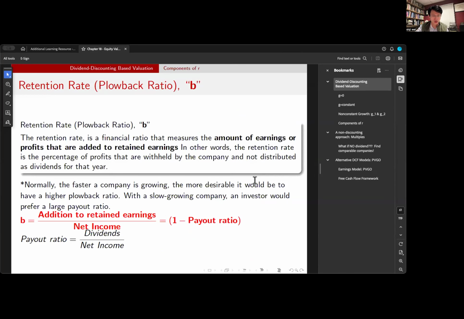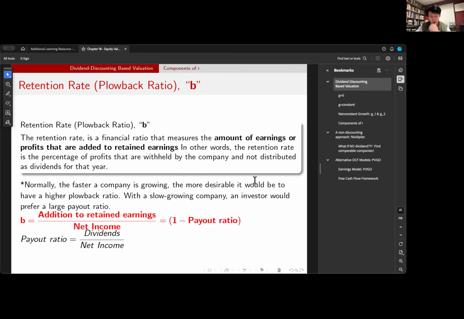So now, one thing that I want to recap is the retention rate. It is a very important idea because it helps us to get the idea of the potential growth of the company. All right. So it's largely driven by the firm's payout policy. The plowback ratio is defined as the addition to retained earnings divided by the earnings that is measured by the net income. Okay? It is also equivalent to 1 minus the payout ratio.